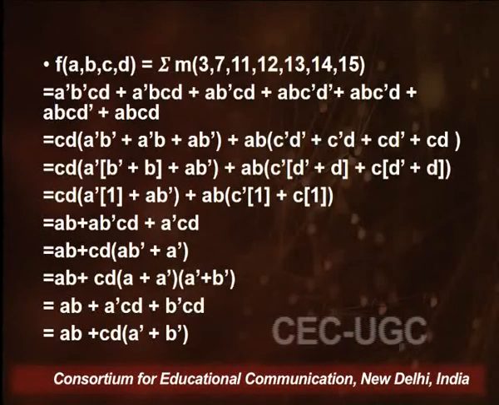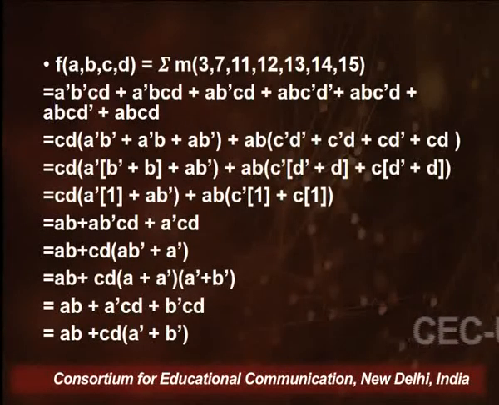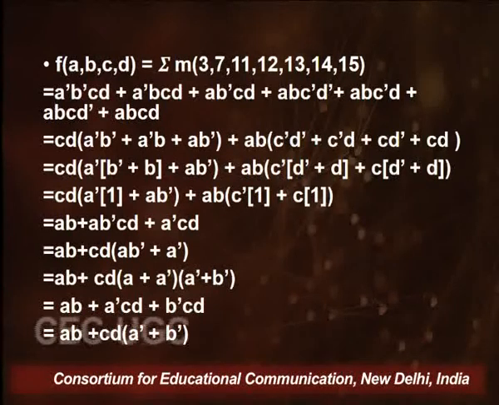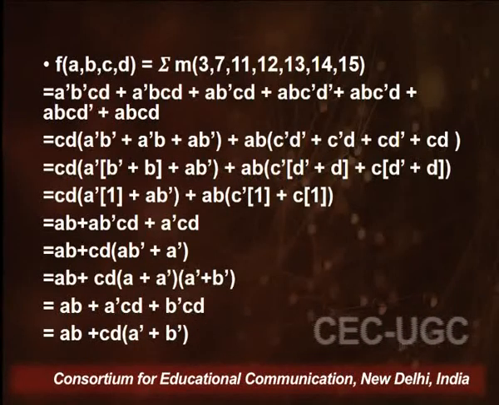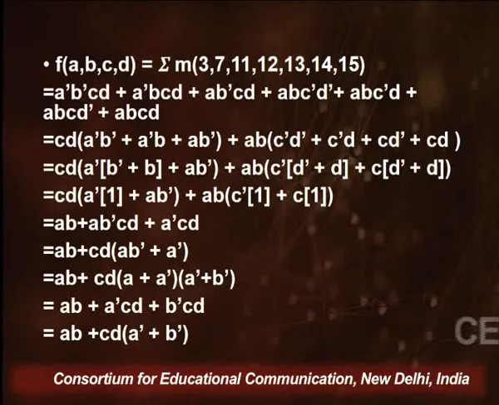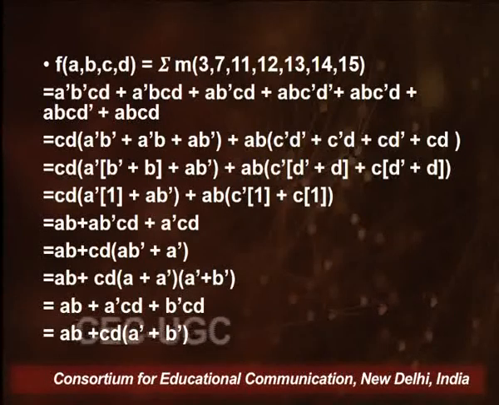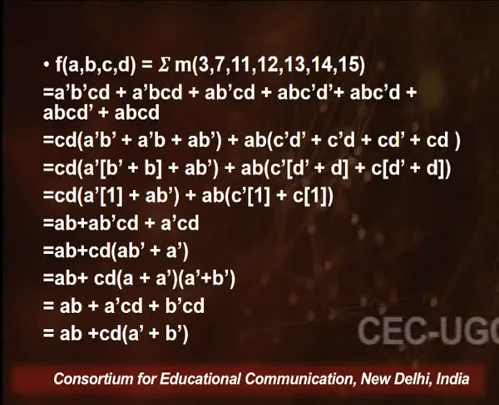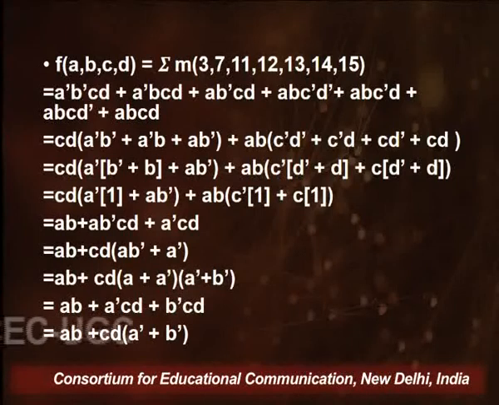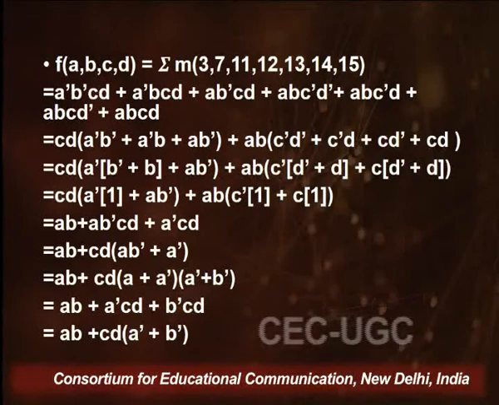So, the same expression, now I have converted from 3, 7, 11, 12, 13, 14 and 15 in the form of the variables A, B, C, D, both in the direct form and in the inverted form, wherever we have had a 0 for that variable. So, the expression that comes out is A' B' C D + A' B C D + A B' C D + A B C' D' + A B C' D + A B C D' + A B C D.